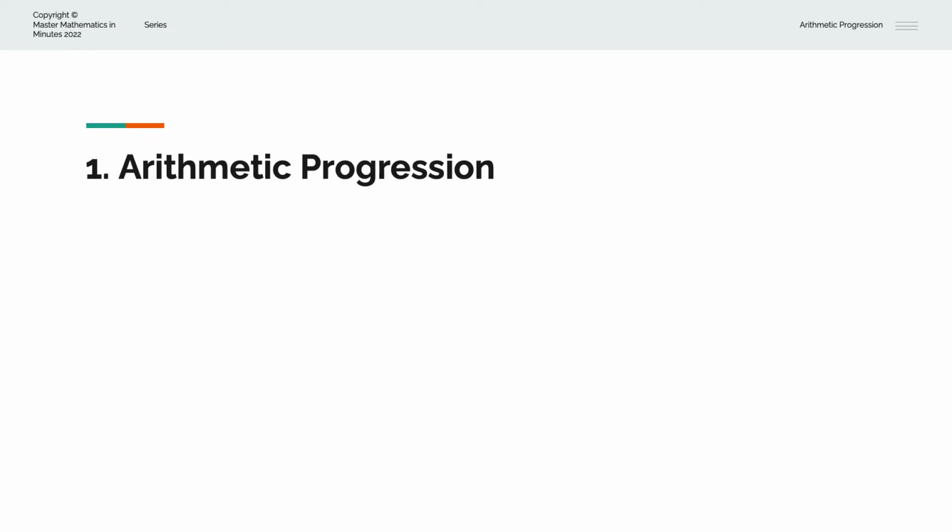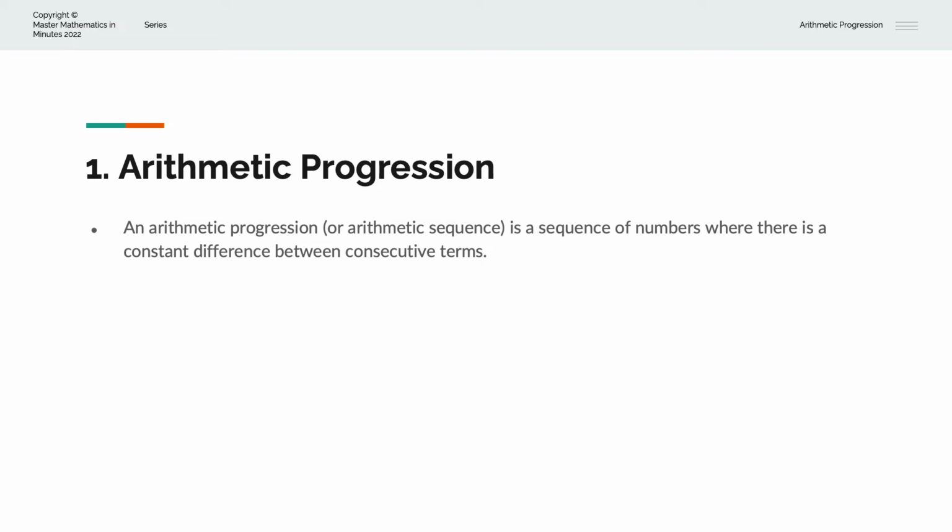So, what is an arithmetic progression? An arithmetic progression, or arithmetic sequence, is a sequence of numbers where there is a constant difference between consecutive terms. We'll have a look at this visually.